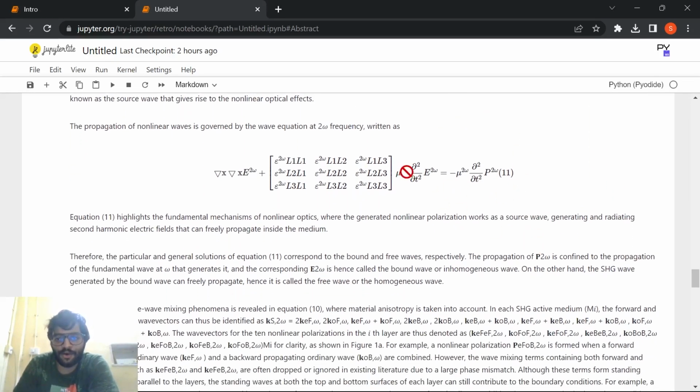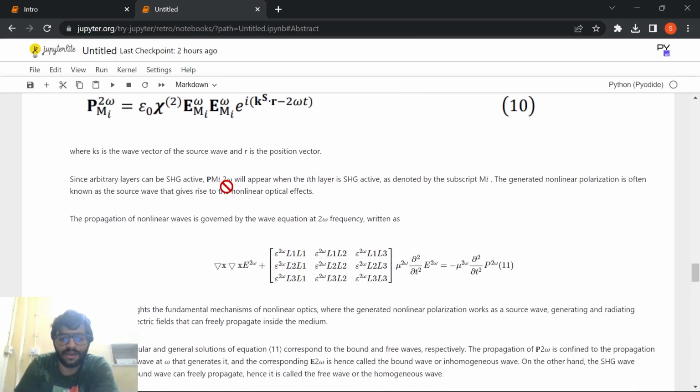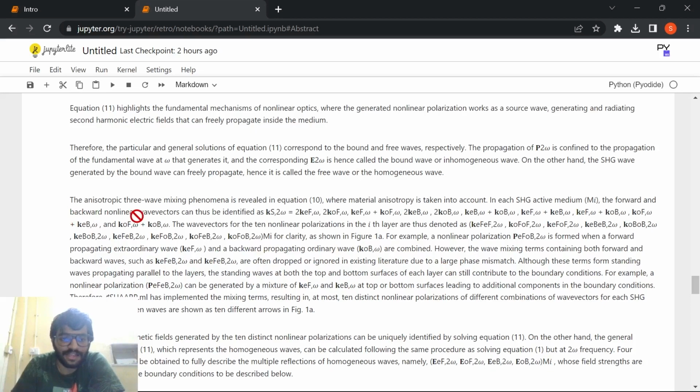And this highlights how the nonlinear polarization created by electric fields at omega creates the electric field at 2 omega frequency. The solutions to this equation form the bound waves or the inhomogeneous waves, and the waves formed by the bound waves form the free wave or the homogeneous wave. And the anisotropic three-wave mixing phenomenon is revealed in equation 10.